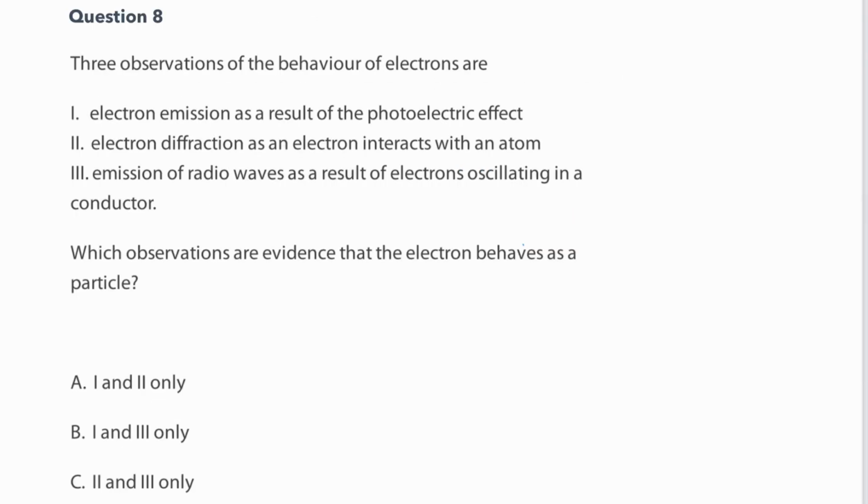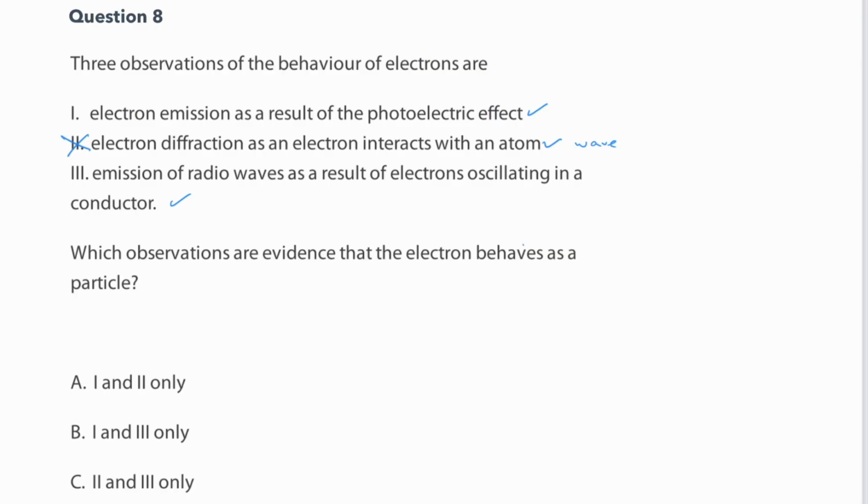Question 8. Three observations of the behaviour of electrons are: electron emission as a result of the photoelectric effect. Yeah, electrons do that. Electron diffraction as an electron interacts with an atom. Yeah, electrons do that. Emission of radio waves as a result of electrons oscillating in a conductor. Yeah, electrons do that. Oh, here's the question. Which observations are evidence that electron behaves as a particle? Right. Well, electron diffraction is electron behaving as a wave, so it's not that.